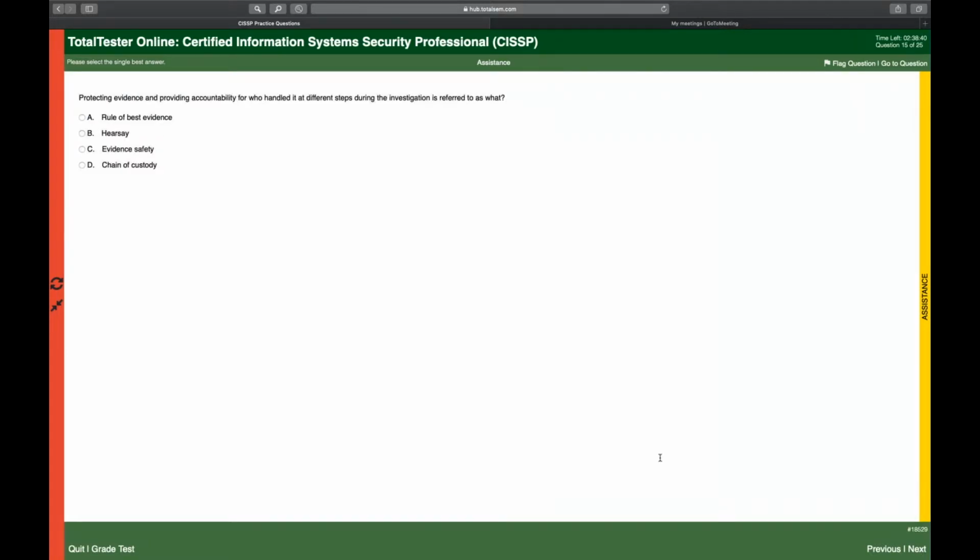Number 15, protecting evidence and providing accountability for who handled it at different steps during the investigation is referred to as what? I'm ready. B. Delta. Yeah. Chain of custody, having a paper document that documents how it was collected, how it was stored, who transferred it, and how it was returned to its original owner. A paper trail of all that.